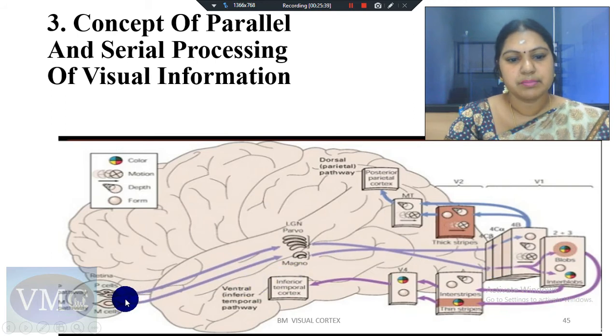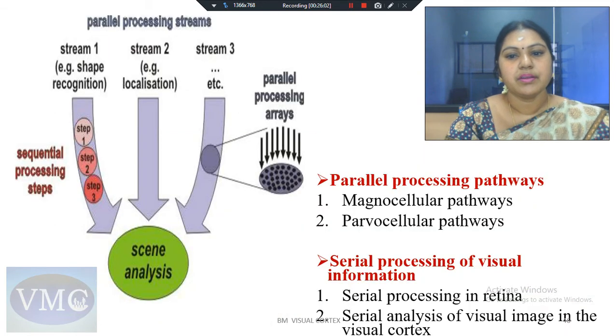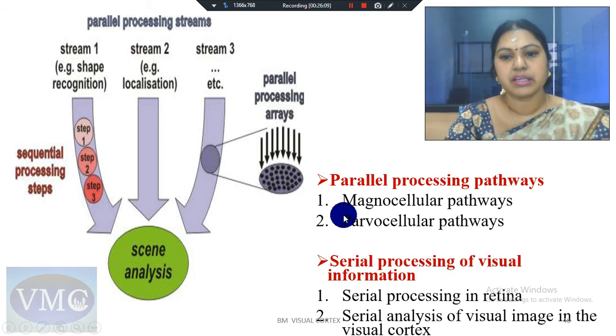So this is the processing which is occurring at the retinal level, at the lateral geniculate body level, and at the cortical level. Parallelly the processing occurs. The processing can also occur first in the retina, then in the lateral geniculate body, then in the cortex. This is called serial processing. So we will look into what these are. So you have the parallel processing pathways and serial processing pathways. I think you understood the meaning of parallel processing and serial processing.